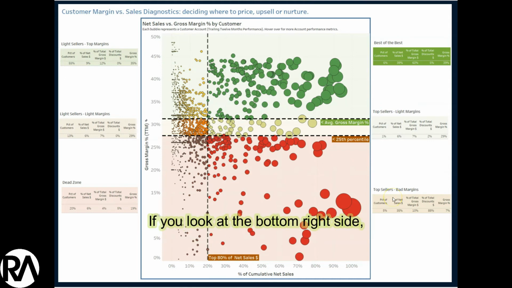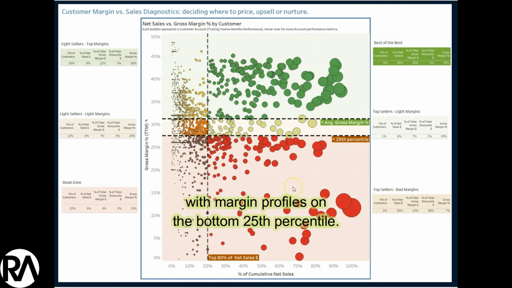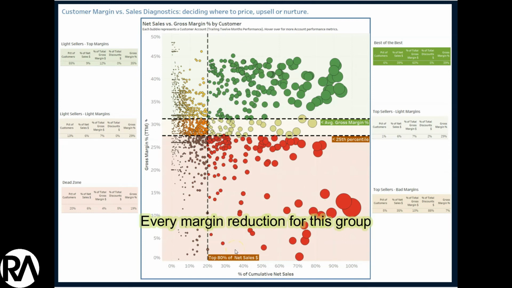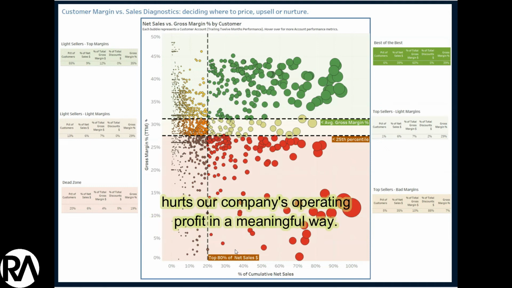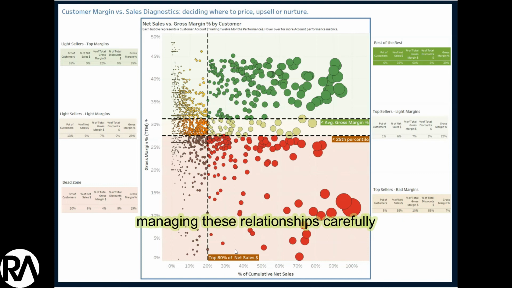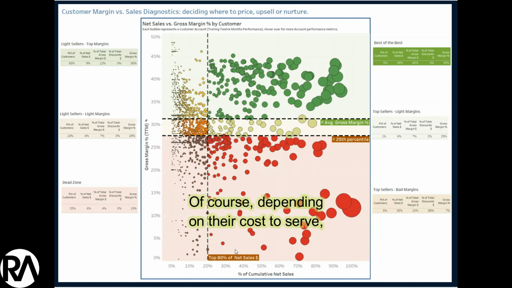If you look at the bottom right side, these are the top sellers and bad margins. These are the largest customers with margin profiles in the bottom 25th percentile. Every margin reduction for this group hurts our company's operating profit in a meaningful way. We need to think about managing these relationships carefully and increasing prices over time. Of course, depending on their cost to serve, we may also think about letting some of these customers churn out over time. They may be big, but they're actually highly dilutive to our operating profits.